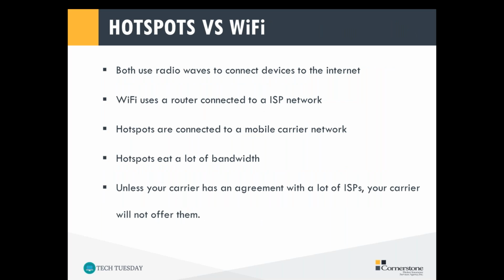So what's the difference between Wi-Fi and a hotspot? They connect to your device the same way. Both use radio waves to connect devices to each other and to the internet. However, Wi-Fi uses a router connected to a cable connection or an ISP network. Hotspots are connected to your carrier's network. So a hotspot is like Wi-Fi, but connected to Verizon or connected to Sprint. That's really the only difference.